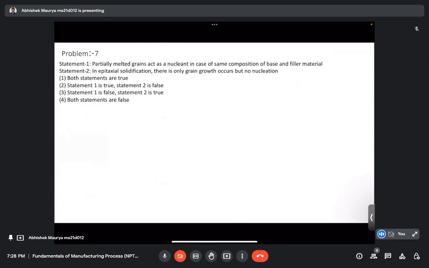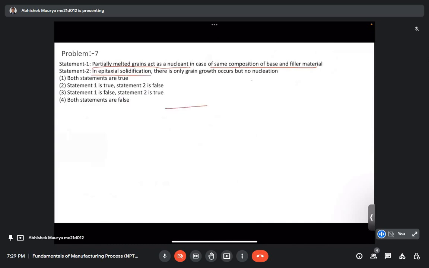So there are two statements. The first one is that the partially melted grains act as a nucleant in case of the same composition of base and filler material. And statement 2 is that in epitaxial solidification only grain growth occurs but no nucleation. So let's try to see what happens during welding, when we melt the material and the material gets solidified again.